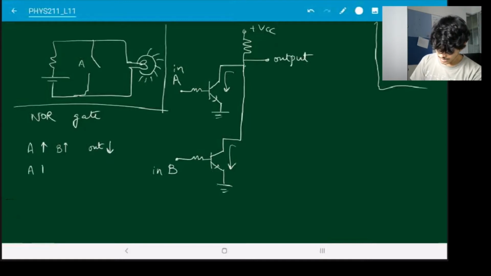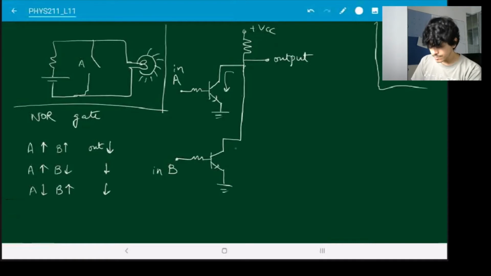What if A is high and B is low? Doesn't matter. As long as one of these two conducts, that's fine. Even if A is conducting and B is not conducting, the current is still going to flow through and your output voltage is still going to be low. And if A is low, B high also, it will be low because the second transistor, B, is now going to draw the current, but current is still being drawn.